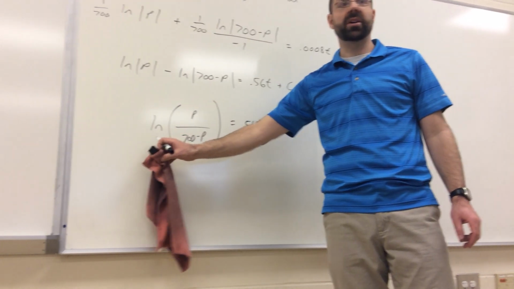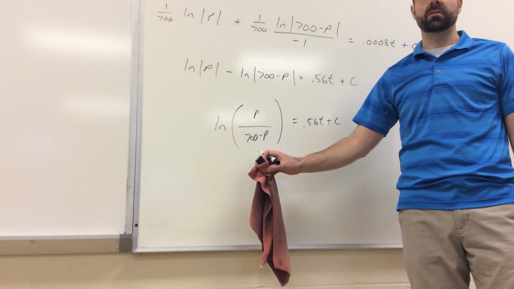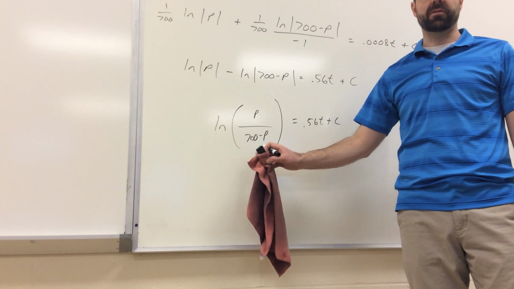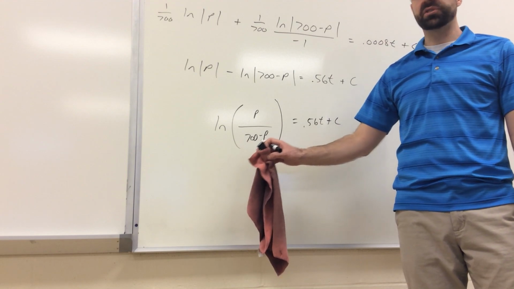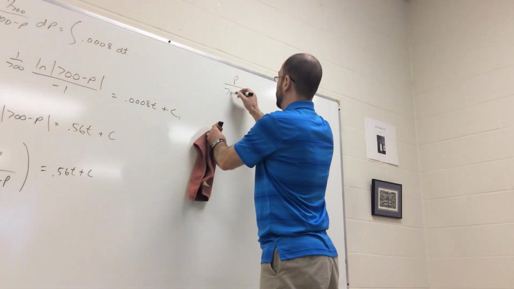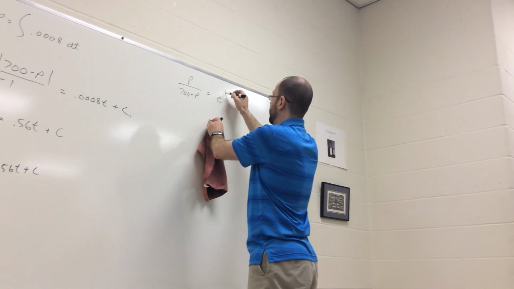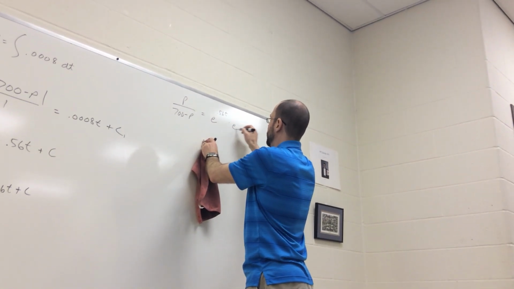All right, so now how do I get rid of natural log? E to the power, right? So now I'm going to raise up both sides from E. So that's going to give me P over 700 minus P equals E to the 0.56 T times E to the C.